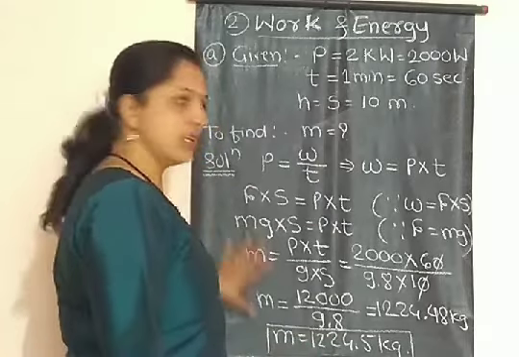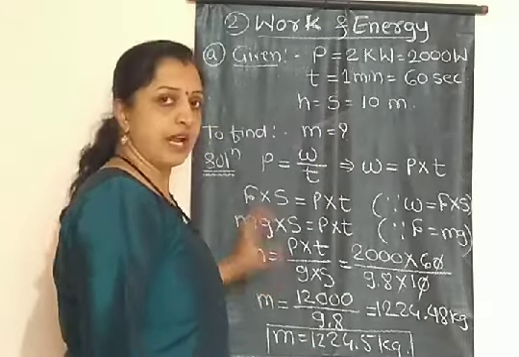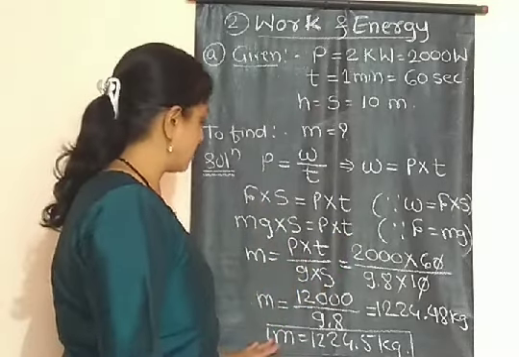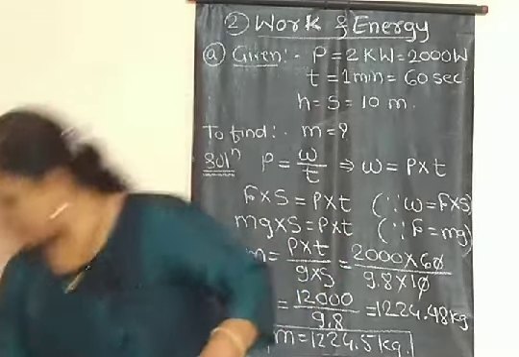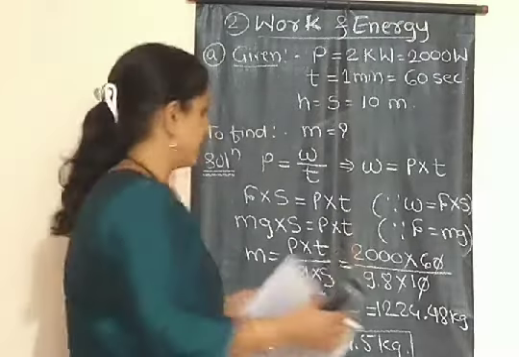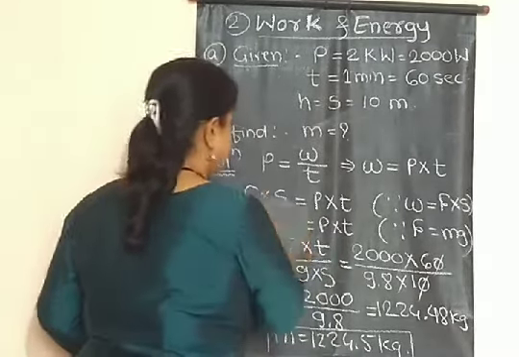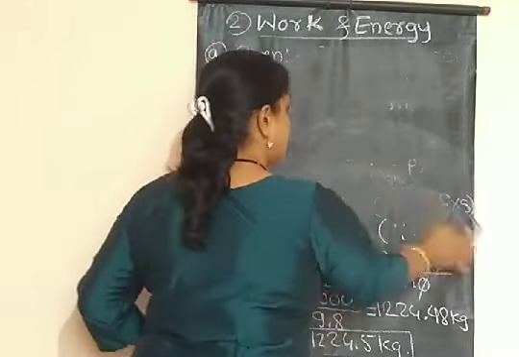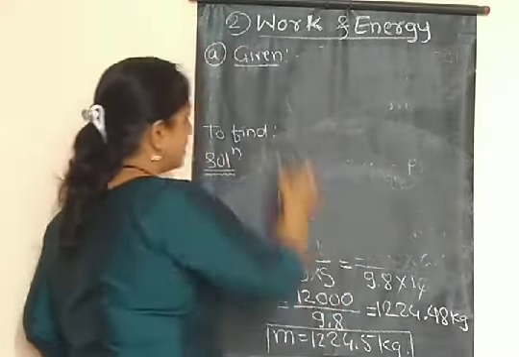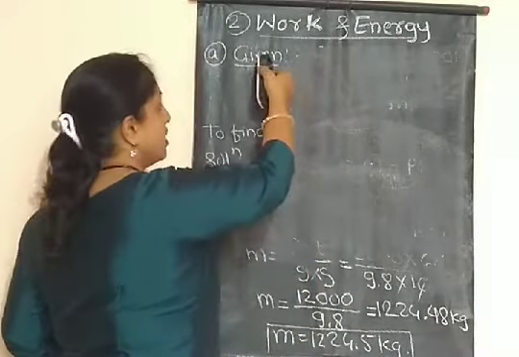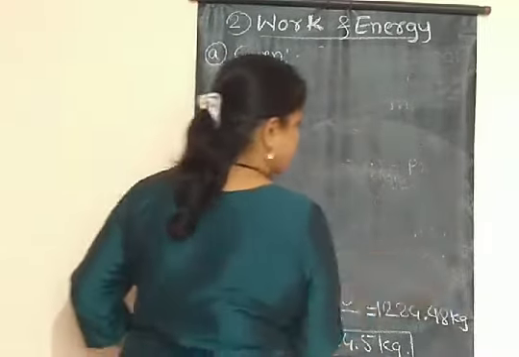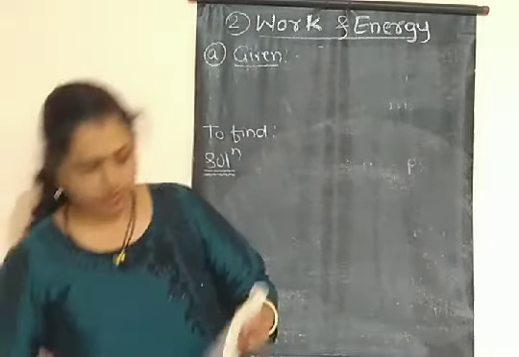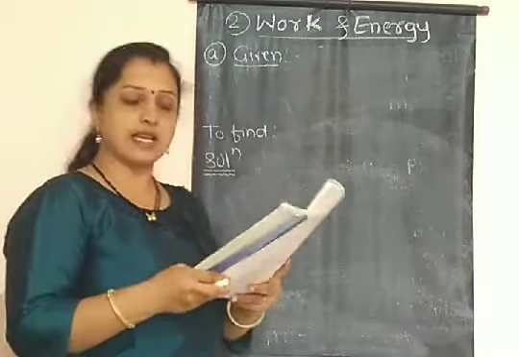So solve it in your classwork notebook. Write down first the question from the textbook and then solve it in your classwork notebook. Okay, then let us solve the second question. Remember always, you have to solve by using the same method: first write down the given quantities, then what we have to find, and then formula, and then solution. Now let's see the second question.